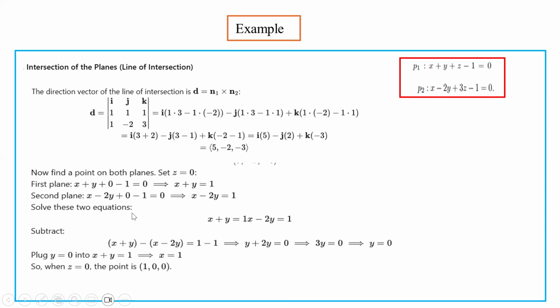Now we're going to solve these two equations by subtracting them. We have x plus y is equal to 1 and x minus 2y equals 1. This gives us x plus y minus x plus 2y, which is equal to 1 minus 1. Therefore, we'll have 3y is equal to 0, so y is equal to 0. Now we substitute y equals 0 into x plus y equals 1, and that will give us x equals 1. So when z is equal to 0, the point is 1, 0, 0.